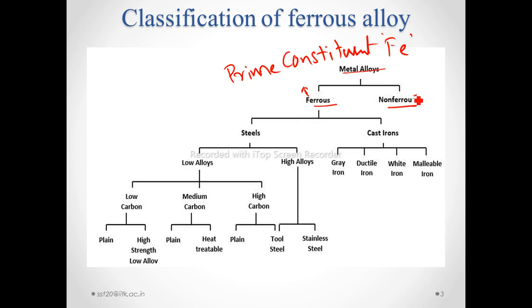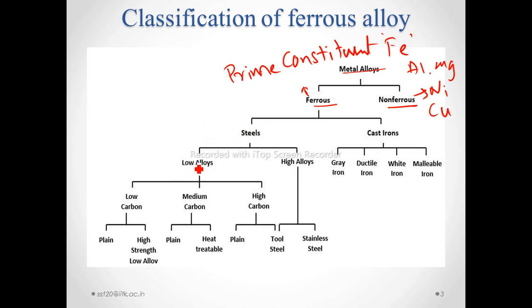Non-ferrous alloys are such as aluminium, magnesium, nickel, copper. So many alloys are there. So we can divide into ferrous and non-ferrous alloys. Non-ferrous alloys we will learn in another video lecture. In this video series, we are concentrating on the ferrous alloys. The ferrous alloys are again divided into steel as well as cast iron. Okay, so the first series is steel.